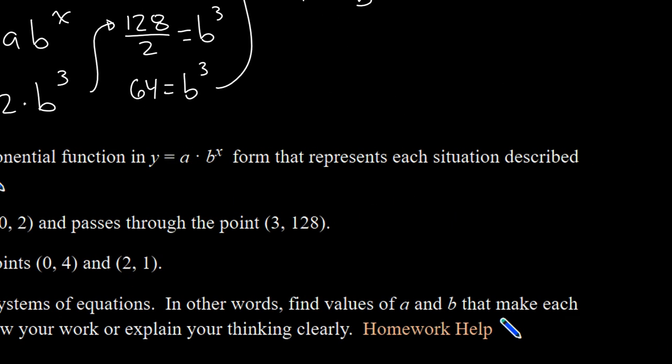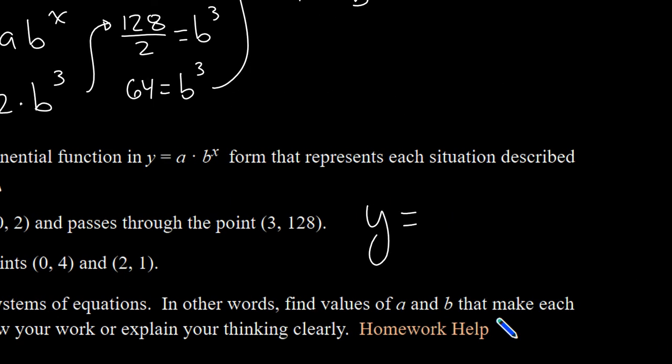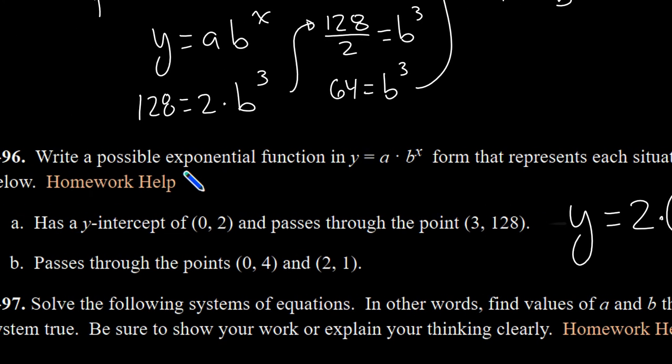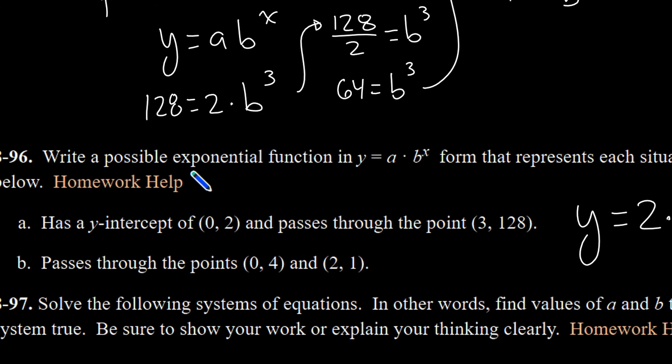So my answer to this is y equals 2 times 4 raised to the x power. I could put parentheses, or I could not. Y equals 2 times 4 to the x power. Now they're asking me to do the same thing, this time for a function that passes through the points (0, 4) and (2, 1). Pretty similar process.